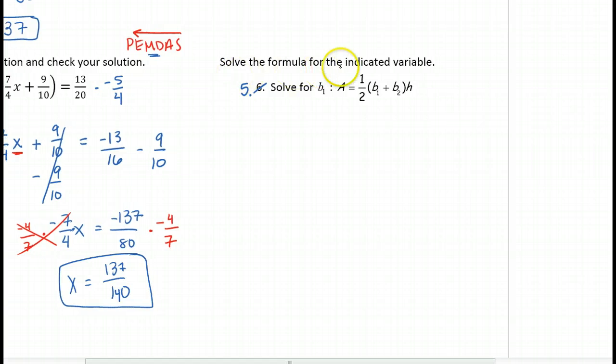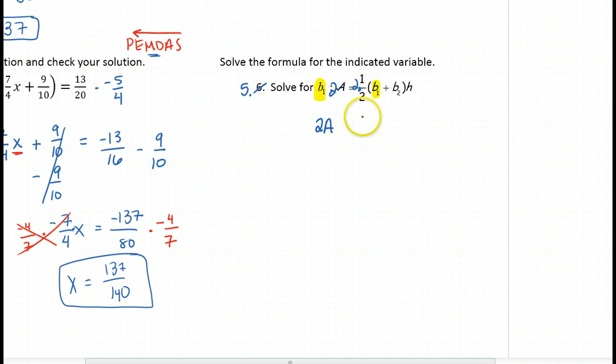For the last one, solve the formula for the indicated variable. So this says solve for B1. So we have to be careful. We have to make sure we know exactly what we're solving for. And B1 is right here. So I need to get that all by itself. So there's a couple things we can start. I'm going to start with this 1/2. So I'm going to multiply both sides by 2.